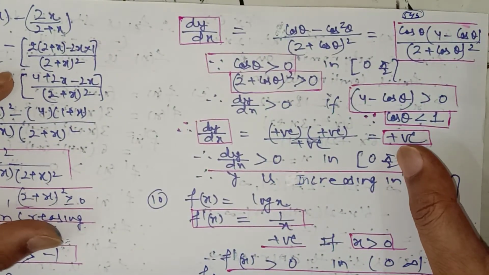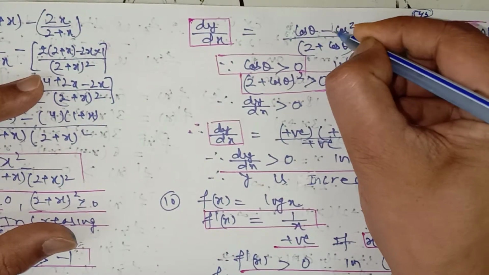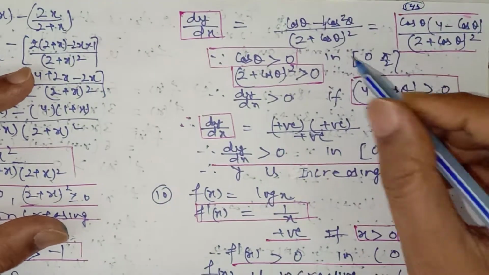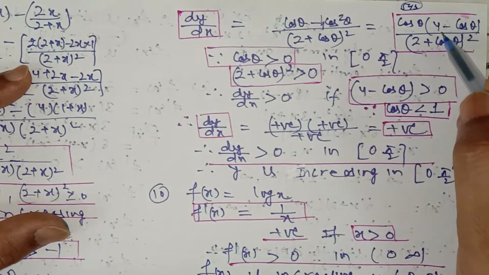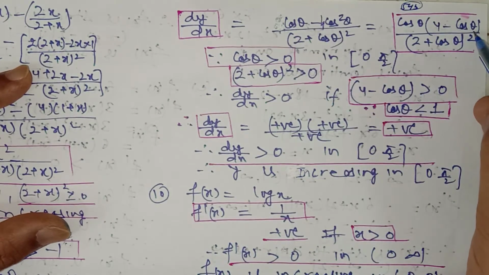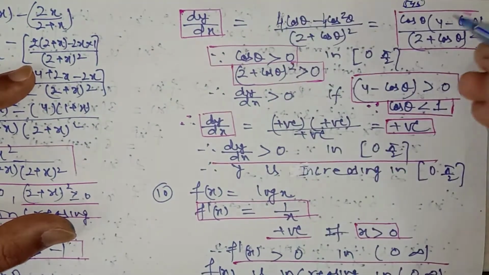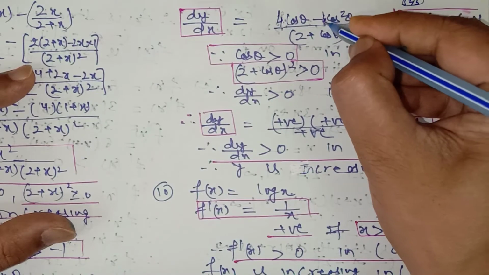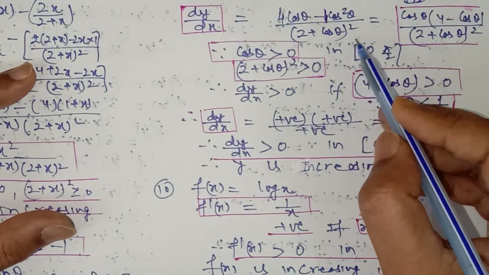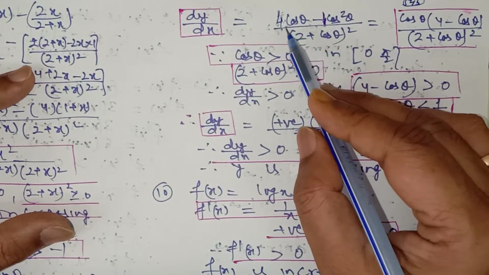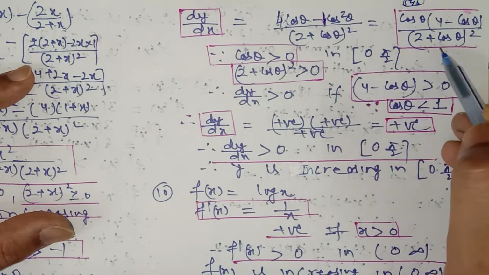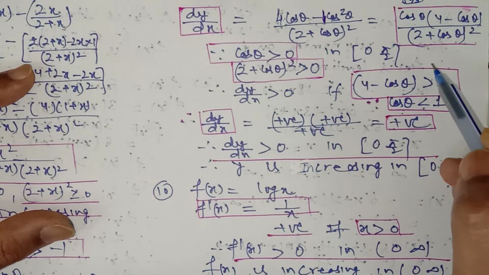So this is coming out to be, if we take cos theta common, it will be cos theta times (4 minus cos theta) upon (2 plus cos theta) whole square. Now see it very carefully.